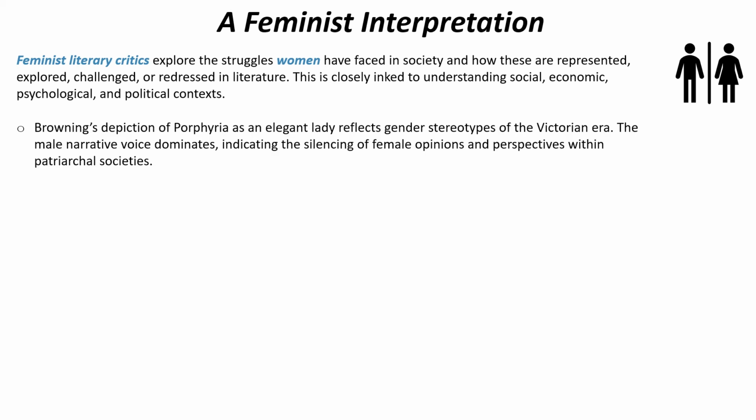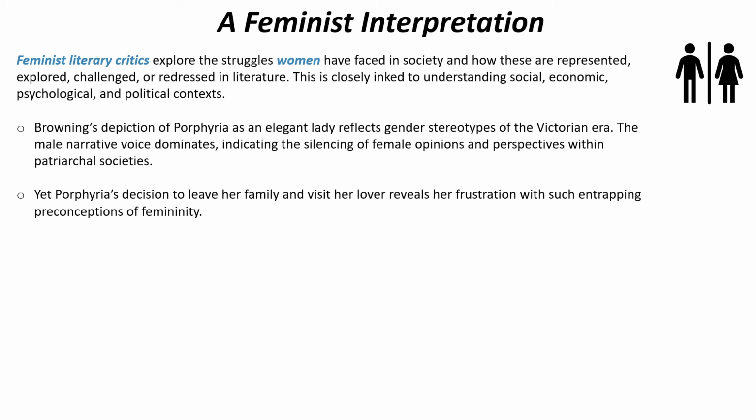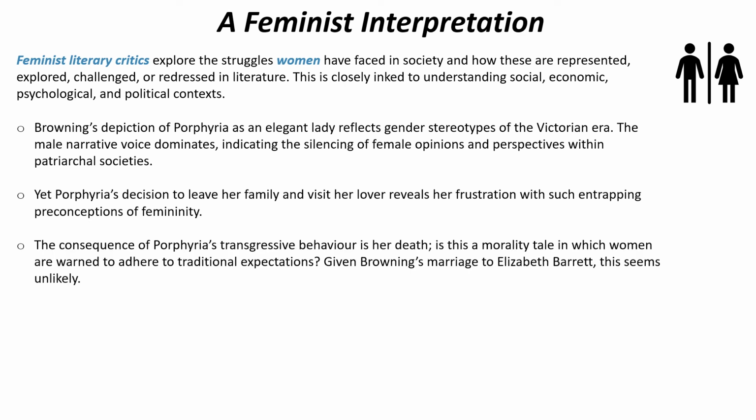So if we were going to summarise what I've said there, then Browning's depiction of Porphyria as an elegant lady reflects gender stereotypes of the Victorian era. The male narrative voice dominates. Notice that Porphyria herself never speaks within the poem. Well, she does speak, but the speech isn't reported, so she is silenced within the poem. So the male narrative voice dominates, indicating the silencing of female opinions and perspectives within patriarchal societies. Yet, Porphyria's decision to leave her family and visit her lover reveals her frustration with such entrapping preconceptions of femininity. And the consequences of Porphyria's transgressive behaviour is her death.